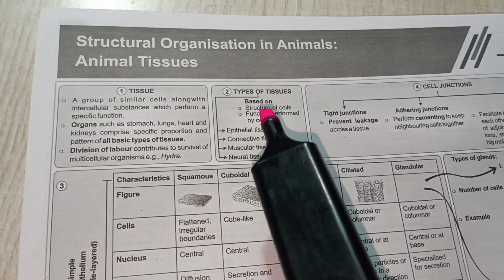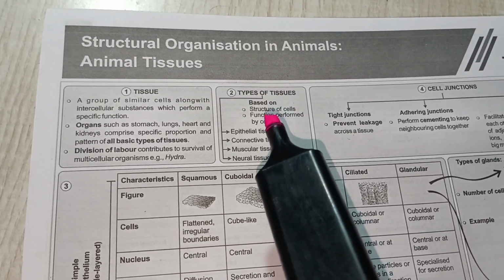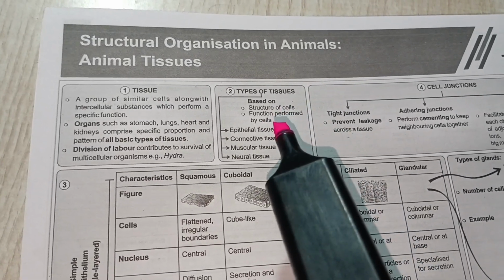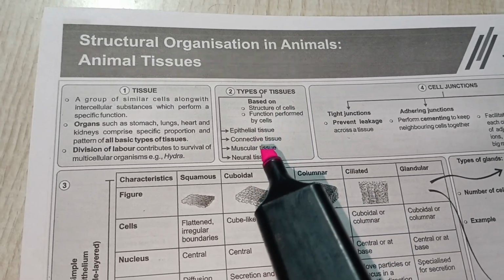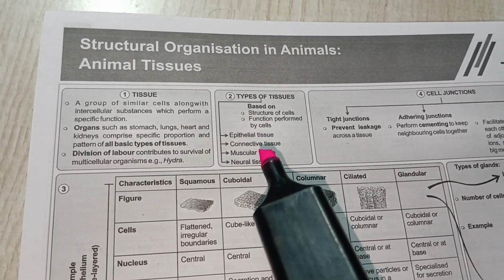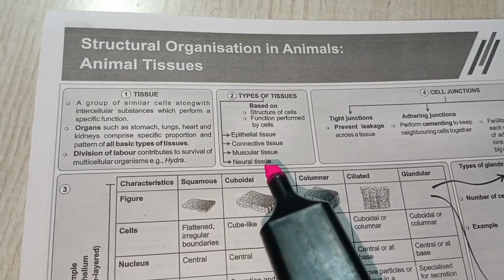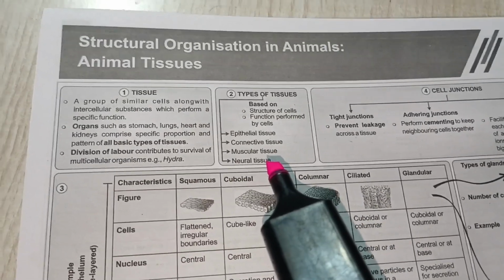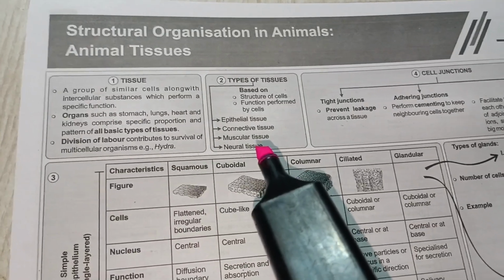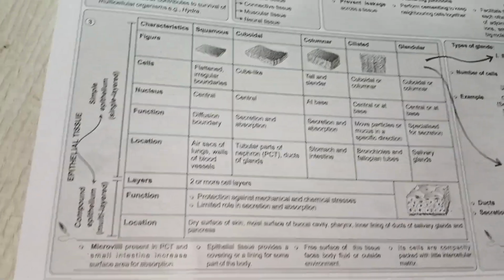Now here we will see some basic types of tissue. Downside we can see on what basis the tissues are classified: first of all, the structure of cells and the function performed by the cells. There are four types of tissues. First is the epithelial tissue, second is the connective tissue, third is the muscular tissue, and fourth is the neural tissue.